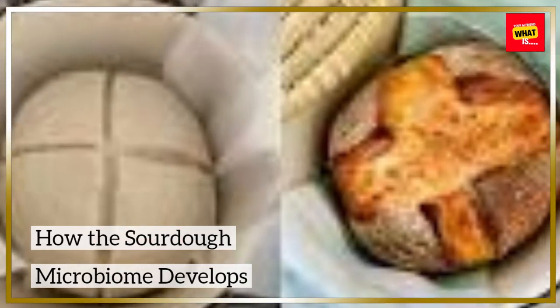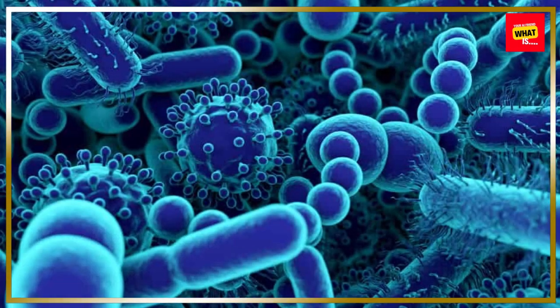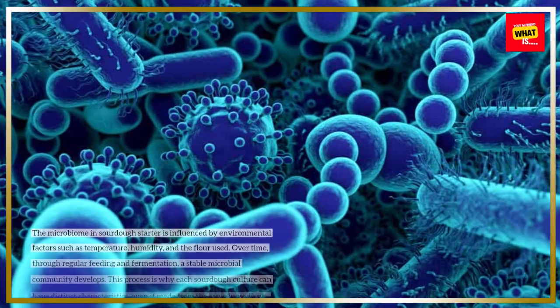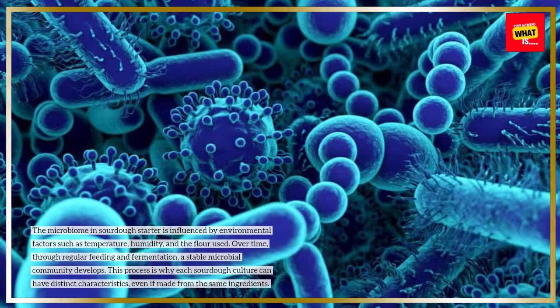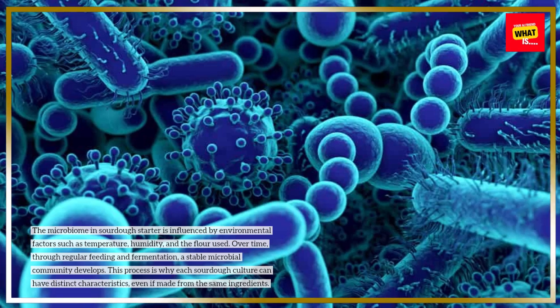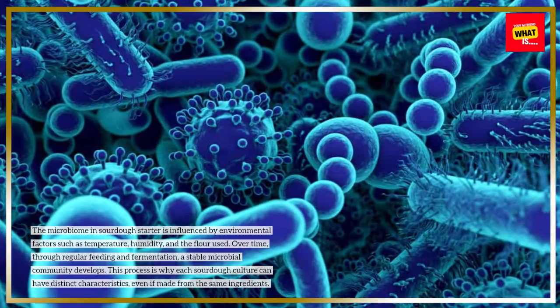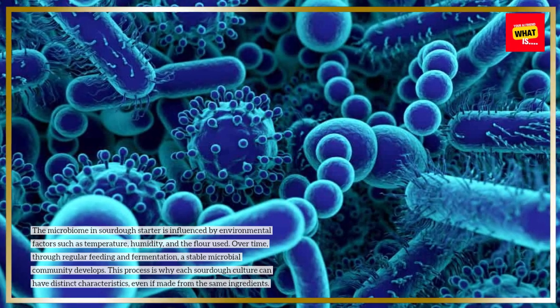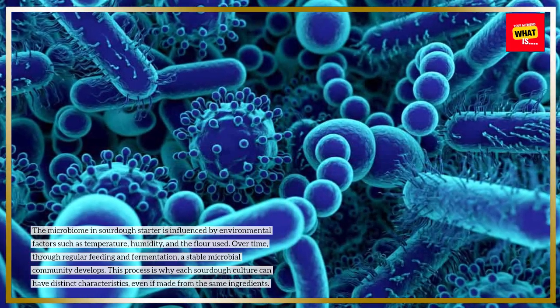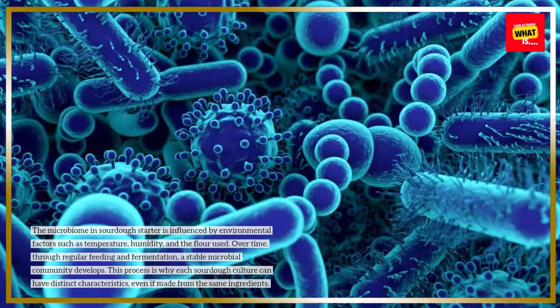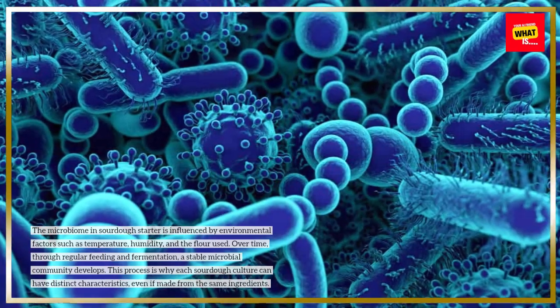How the sourdough microbiome develops. The microbiome in sourdough starter is influenced by environmental factors such as temperature, humidity, and the flour used. Over time, through regular feeding and fermentation, a stable microbial community develops. This process is why each sourdough culture can have distinct characteristics, even if made from the same ingredients.